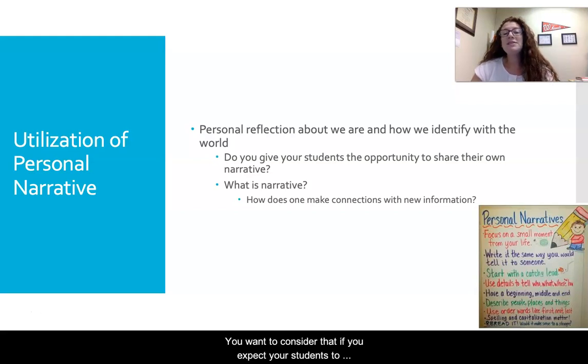You want to consider that if you expect your students to share about themselves, you yourself should share a little bit about yourself. Now, because you are the teacher, you can decide how much you want to share. And more importantly, as a teacher, if you ask your students to share about themselves, allow them to decide the level of sharing that they would like to. I always say, share what you're comfortable sharing.